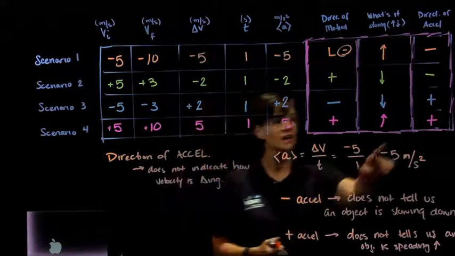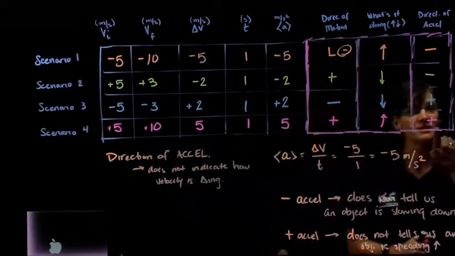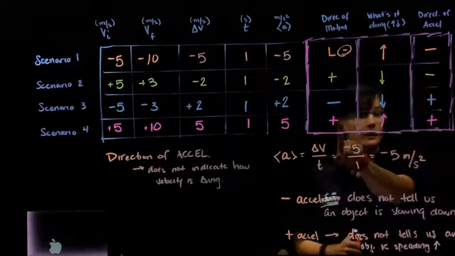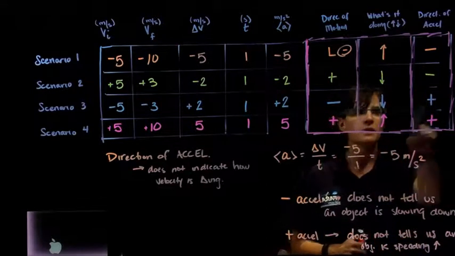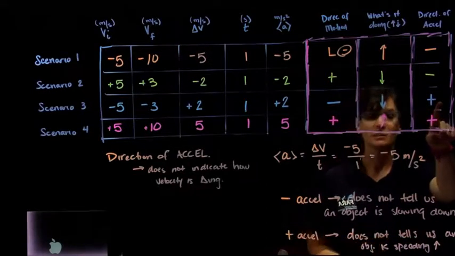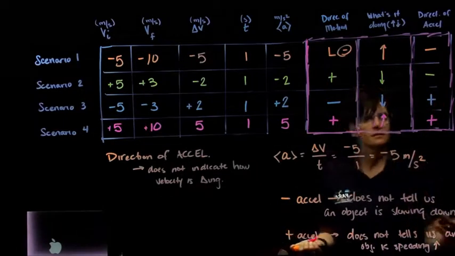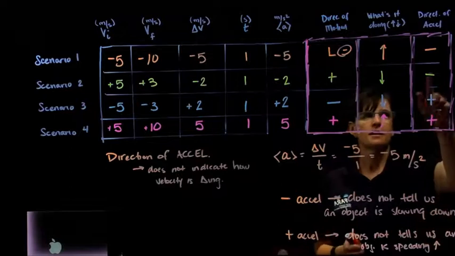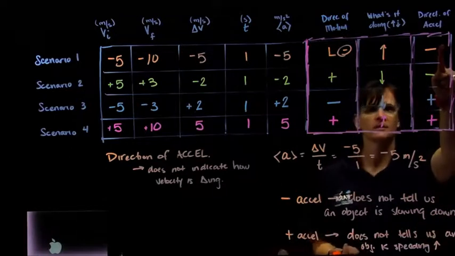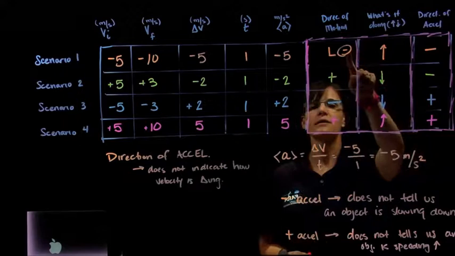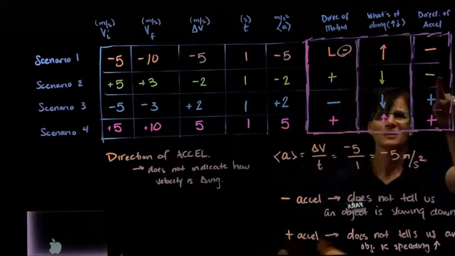If the only thing I knew was that the object had a positive acceleration, it could be moving to the right. But in scenario 3, there's a positive acceleration and the object's moving to the left. Similarly, in scenario 1, the object had a negative acceleration and it was moving to the left. It also had a negative acceleration in scenario 2.